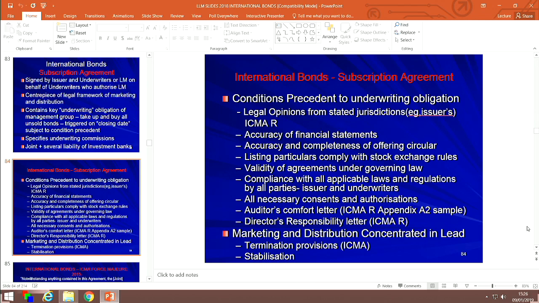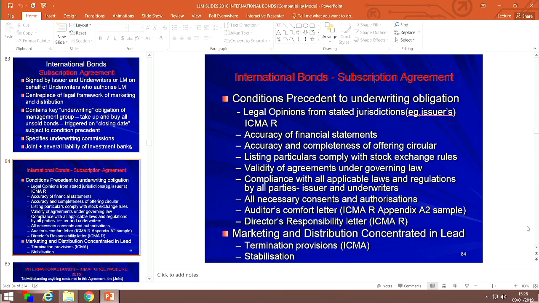That all the agreements which the issuer is party to are valid under their governing law, and also that an agreement which the issuer is not party to, the agreement between managers, is valid and effective under the governing law. Next, that all central bank, exchange control, and similar authorizations and permissions, if they are applicable, have been obtained, and the relevant documentation submitted as conditions precedent documentation.